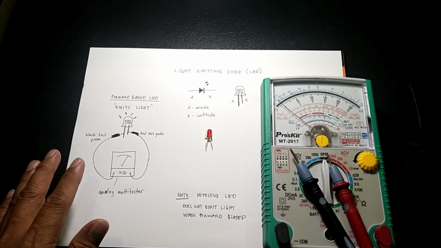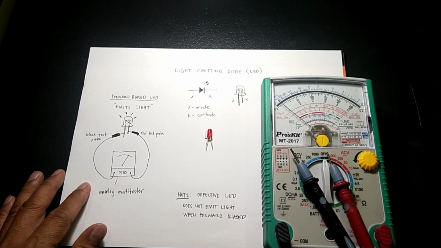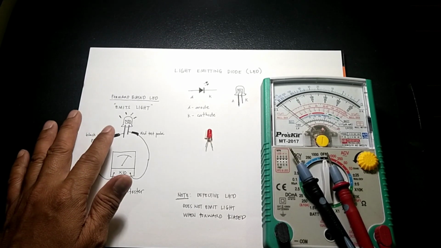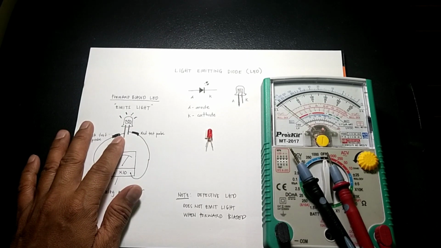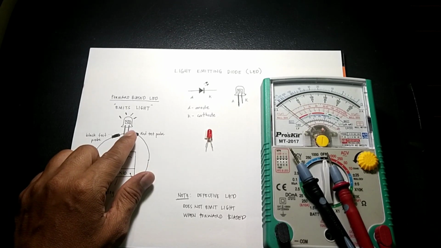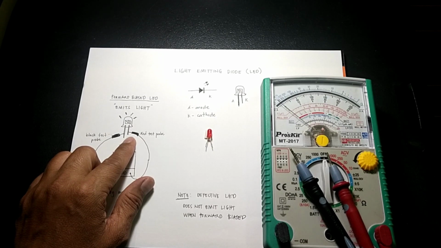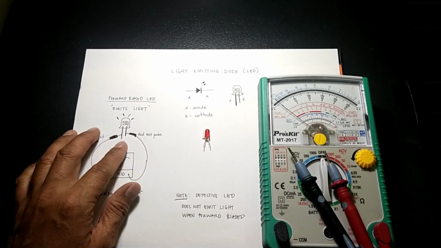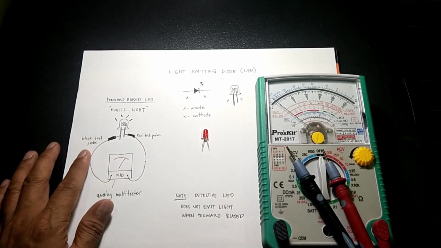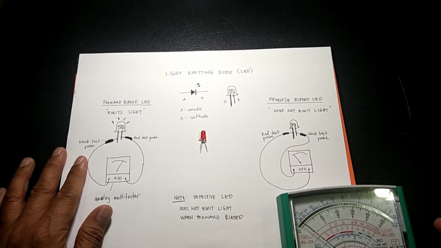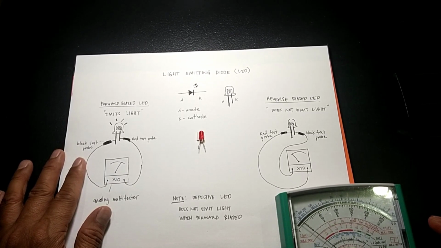Now, a forward biased light emitting diode is tested when a black test probe is connected to the anode terminal, and the red test probe of the analog tester is connected to the cathode terminal. And then the light emitting diode will emit light. Now, during reverse bias, the LED does not emit light.